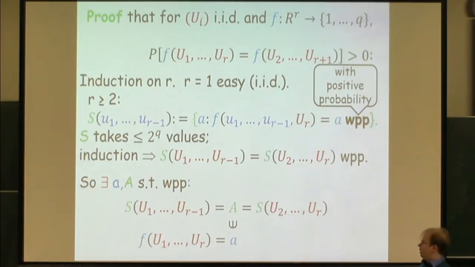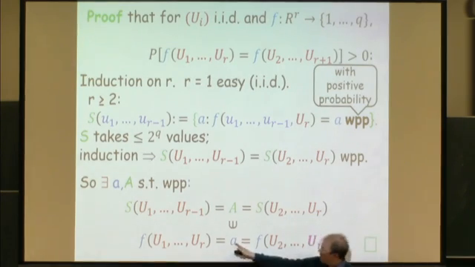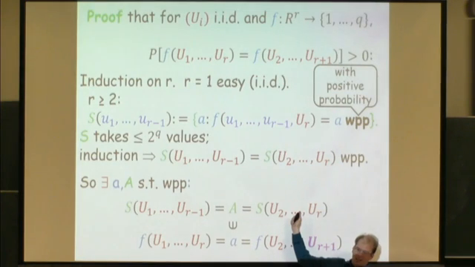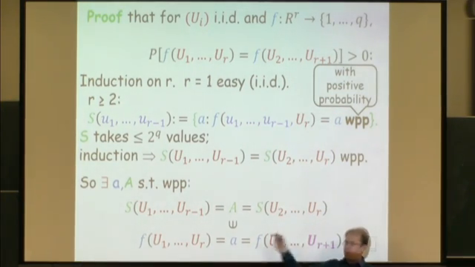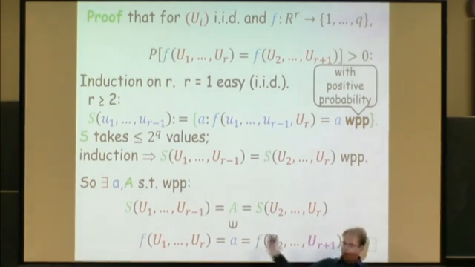But now, okay, well, I haven't looked at u r plus 1 yet. So on the event that I have, let's look at u r plus 1. I haven't looked at that yet, so it's independent of everything else. So by definition, since this is one of the elements in that set, this might be equal to it with positive probability. So that's it. So with positive probability, those two are equal.